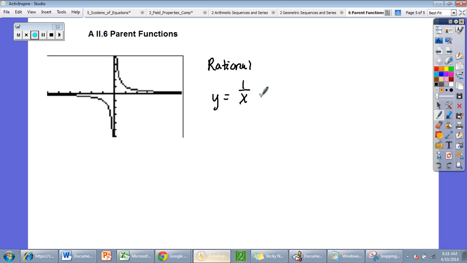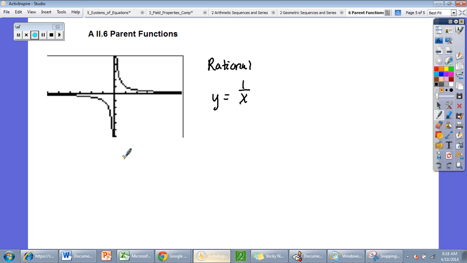And then the last parent function that you should know very well is your rational function. The equation is y equals 1 over x, and it's got those two parts to it, those two little U-shaped parts almost is how I like to describe them. And you know that they have those asymptotes, and we'll talk about that more as we get into other videos where we're analyzing the polynomials and looking more at their behavior.